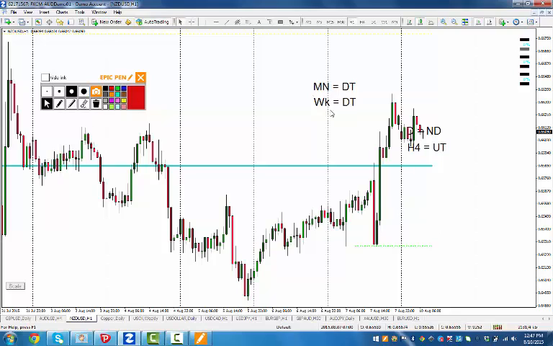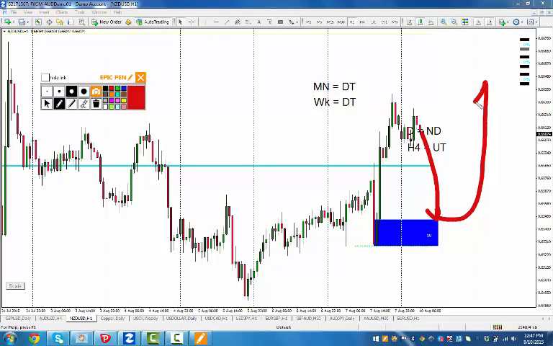Okay, in the H1, we even have another demand on H1, you see that, which is within the H4, 19 pips, right? So we wait for price to drop into this area and look for buy. Okay, so that's the New Zealand dollar.